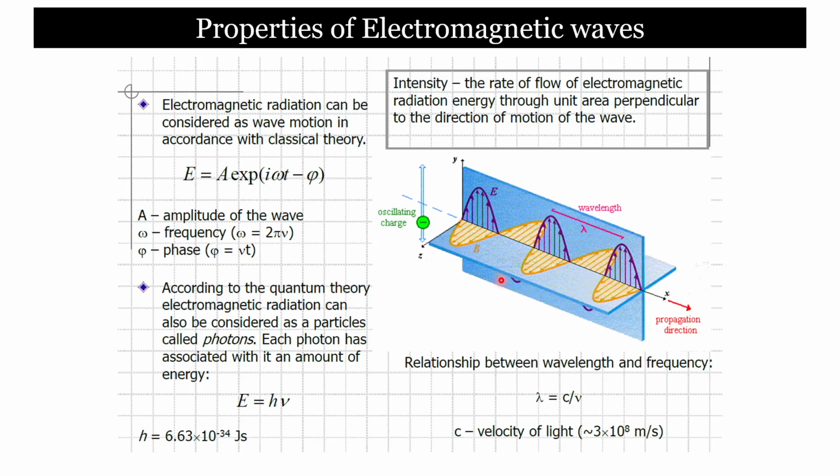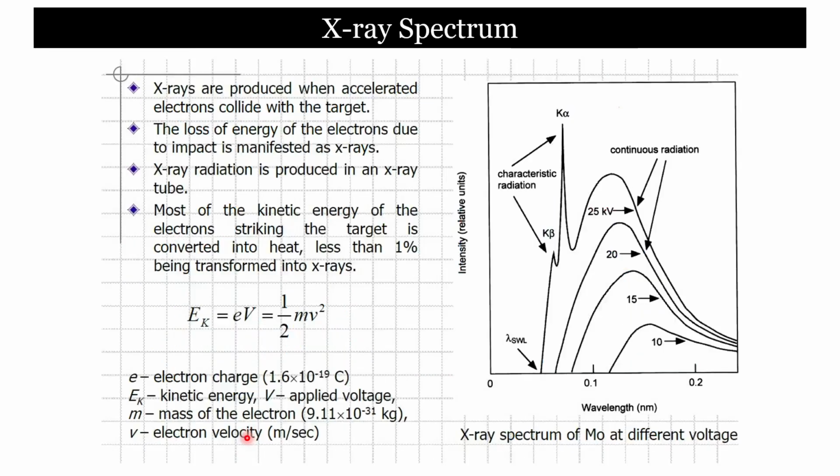This formula you all know: lambda is equal to c by nu, where c is the velocity of light, lambda is the wavelength and nu is the frequency. And according to this, energy is also given by h nu, where h is Planck's constant, 6.626 times 10 raised to the power minus 34 joule second. These X-rays are produced when electrons with very high velocity and very high acceleration collide with your target.